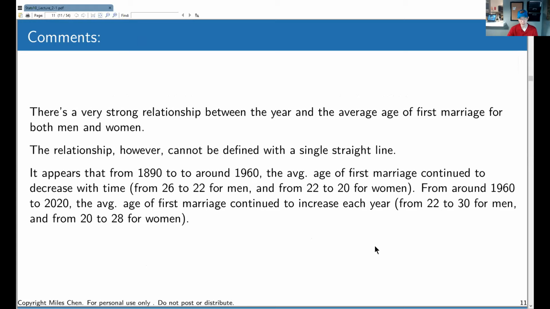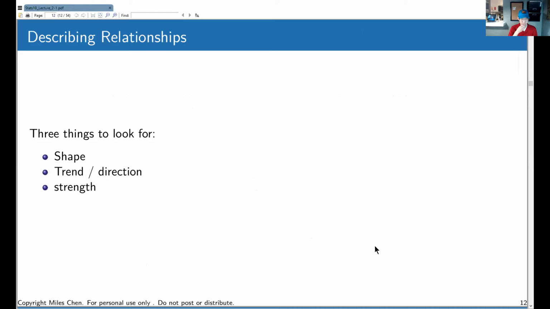Anyway, that's so that we could start off just kind of describing these relationships, just kind of describing the overall trends. Okay. And so I'm going to formalize how we might go about describing a relationship. Okay. And so the key things that we want to talk about would be shape, trend and direction, strength, and then I should actually add a fourth line, anything outliers. I should add that.